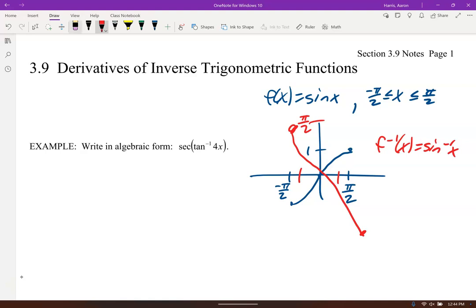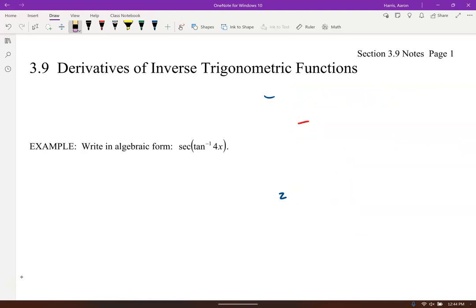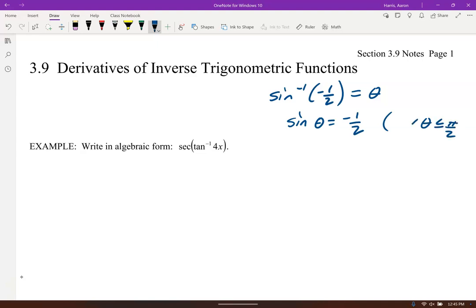Well, if you're doing these algebraically, knowing that the x's and the y's flip-flop, we solve things like, for example, the arc sine of negative a half, right? And we say, well, let's solve this, and we set it equal to something. Let's set it equal to theta. If that's true, then we know the sine of theta would be negative a half. Again, theta is between pi halves and negative pi halves, right?